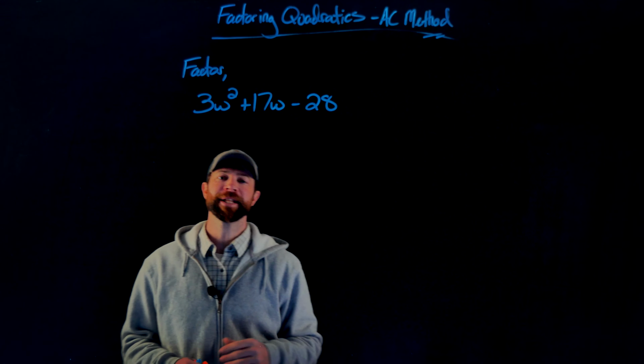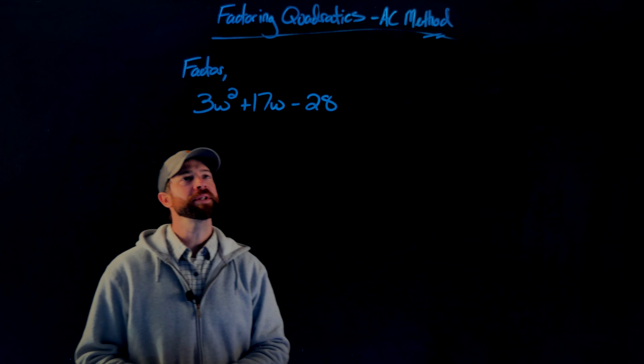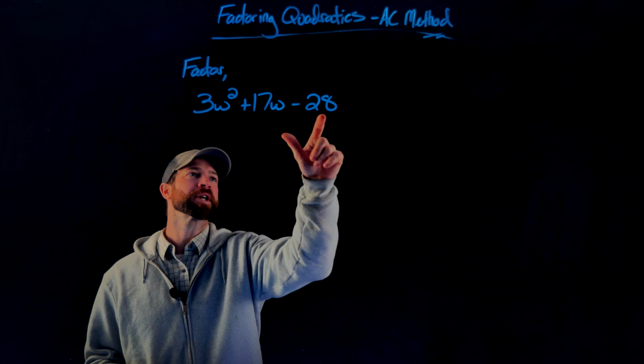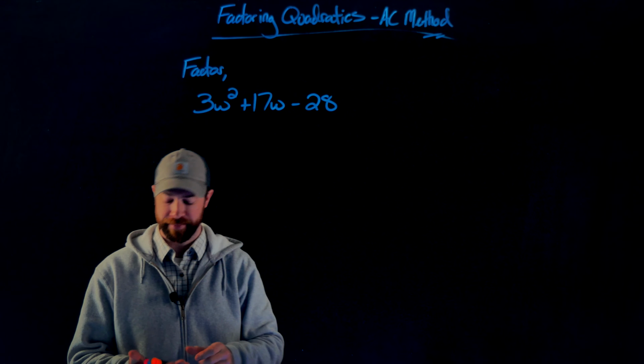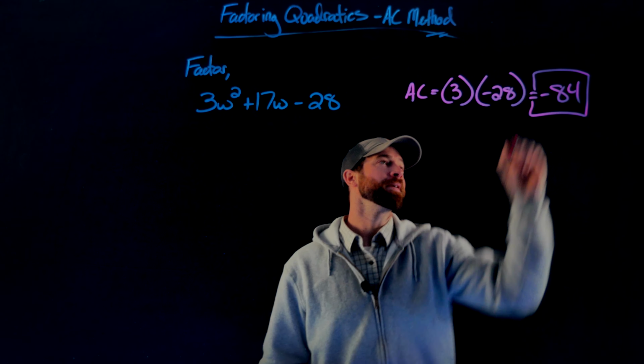Let's talk about factoring this quadratic expression we have right here using the AC method. When we're using the AC method, what we first do is multiply the lead coefficient and the constant coefficient together. That is our A times our C in the AC method. So I get that 3 times negative 28 here is negative 84.